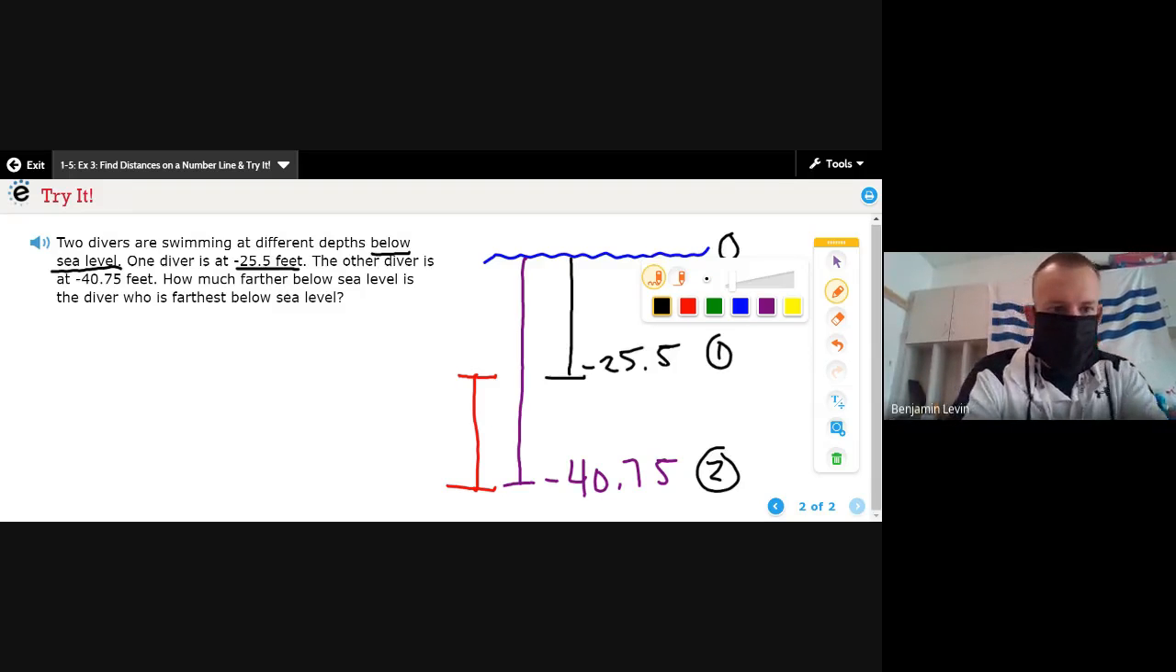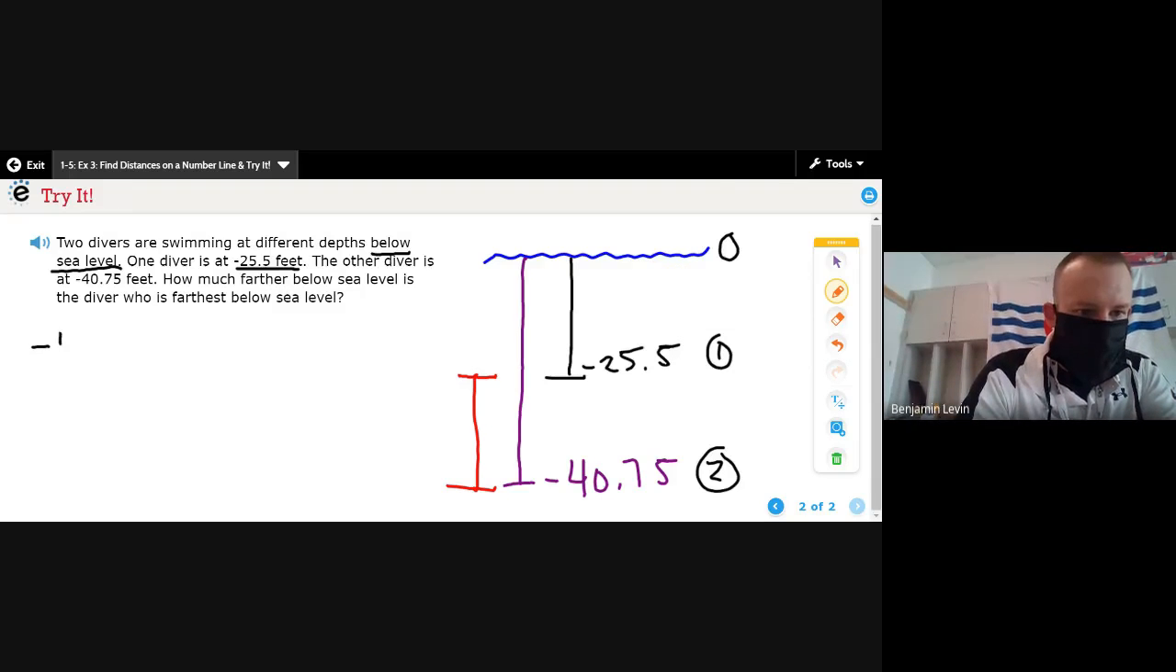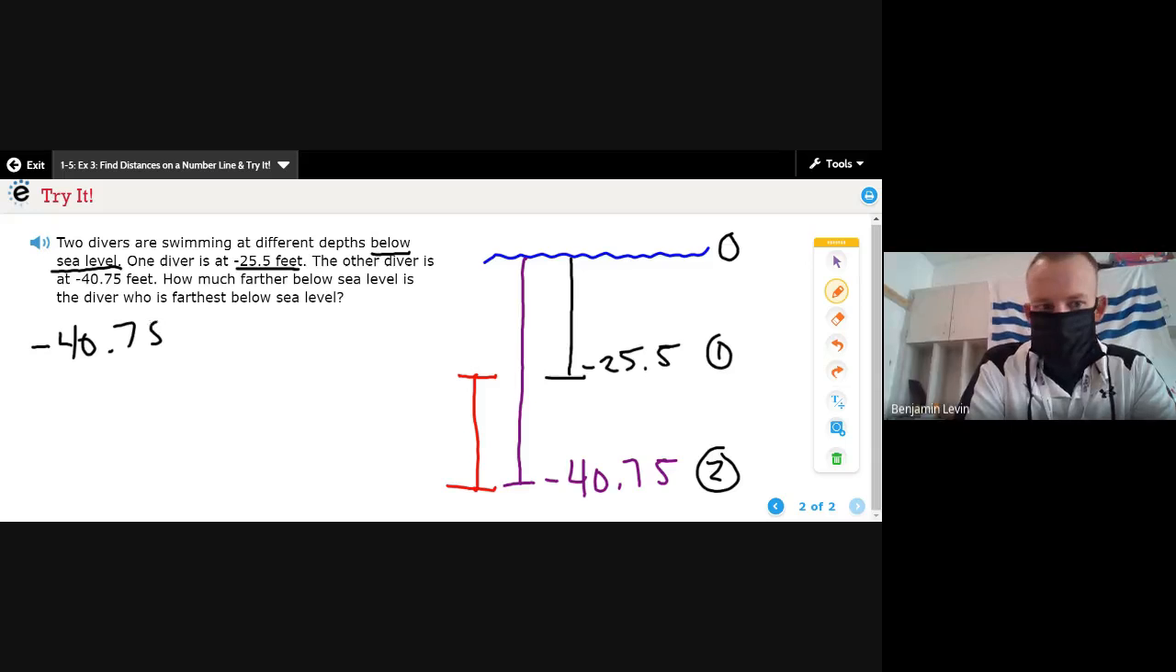Try this. The difference between negative 40.75, the difference is a minus. Oh, you know what? I should do that in purple too, because that guy is purple, right? We use purple for him. Let's do it that way. The difference is always a minus.